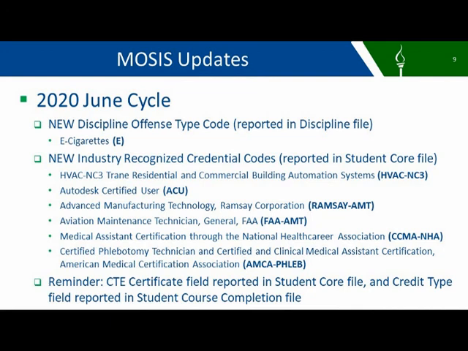And then just a reminder that the CTE certificate field along with the credit type field are 2 of our newer fields. The CTE certificate field is in the student core file, and you may have already noticed that field as you've been reporting the student core files throughout this year. It will actually be required in June and reported in June, and then the credit type field is reported in the June student course completion file.